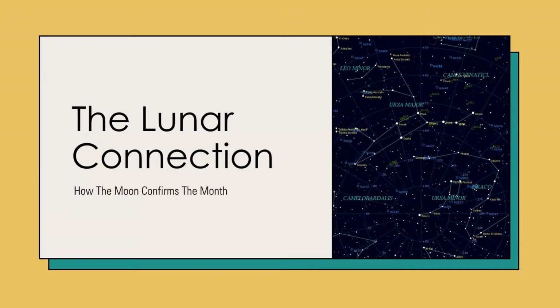And if you have followed me for a while, you know that the sun determines the month. The key phrase again is determines, right? So the sun does determine the month. Now, the moon confirms the month, contrary to what is being shown on other calendars.